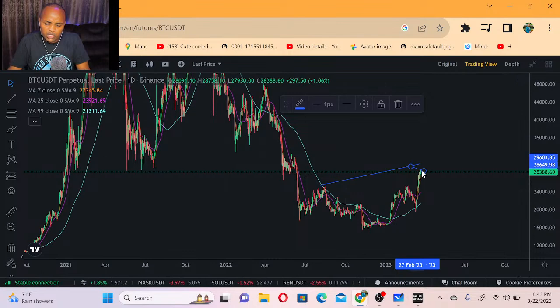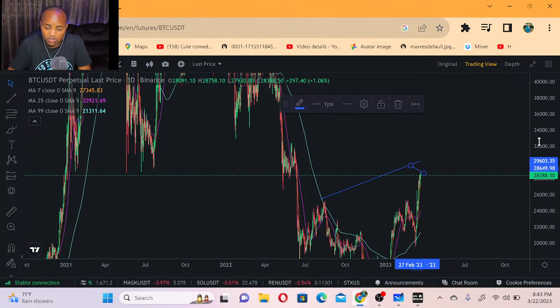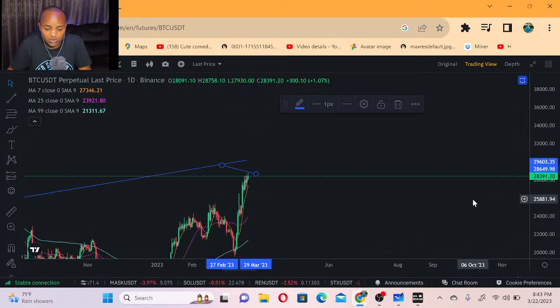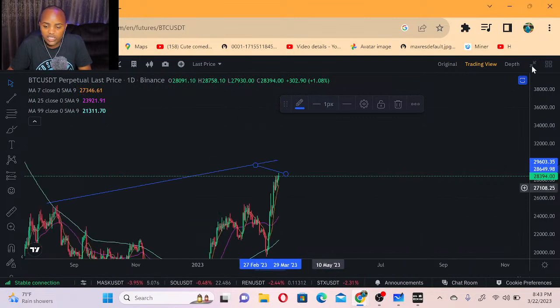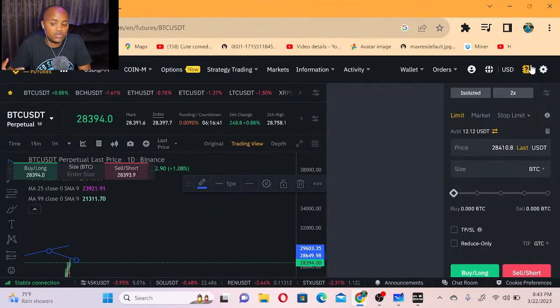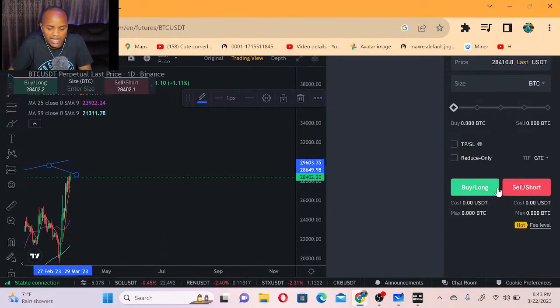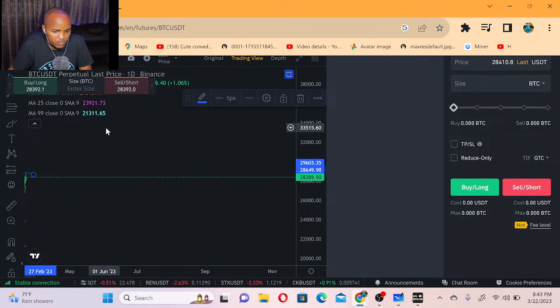So after doing your analysis over here, and maybe you have seen that Bitcoin is going to go down, all you are going to do now is go short. Short means you're going to sell over here. Because Bitcoin is already high, it is already 24402. I just want to check the time frame. I want to go to 1 hour.